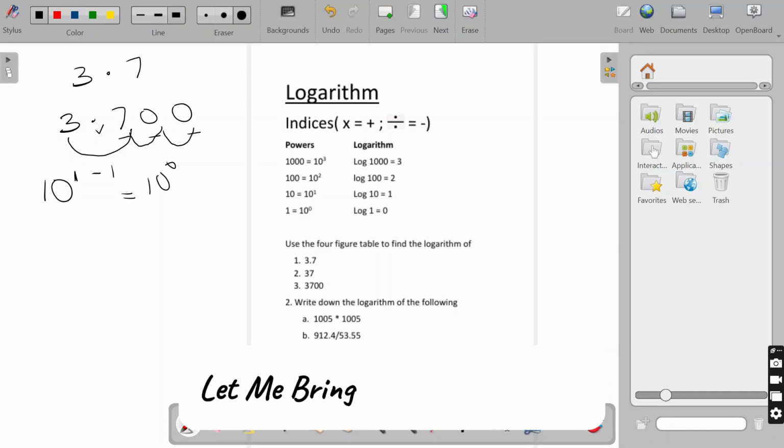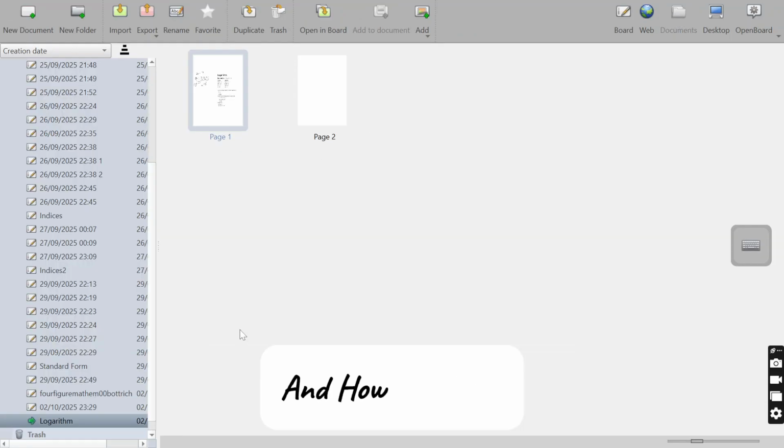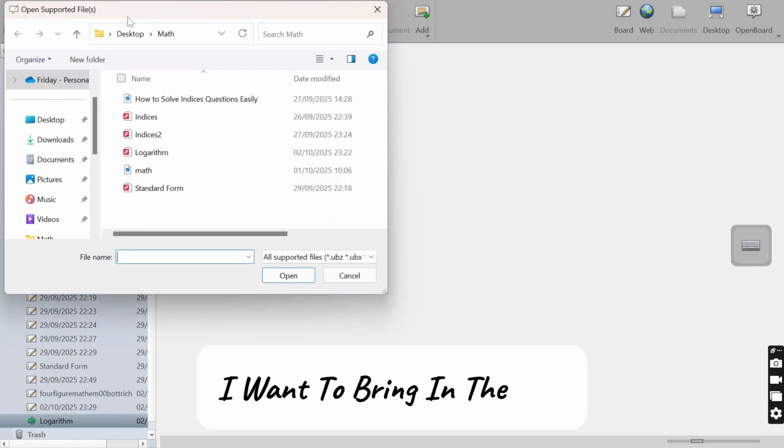Let me bring in the 4-figure table so we see what it looks like and how to use it. I want to bring in the 4-figure table quickly.